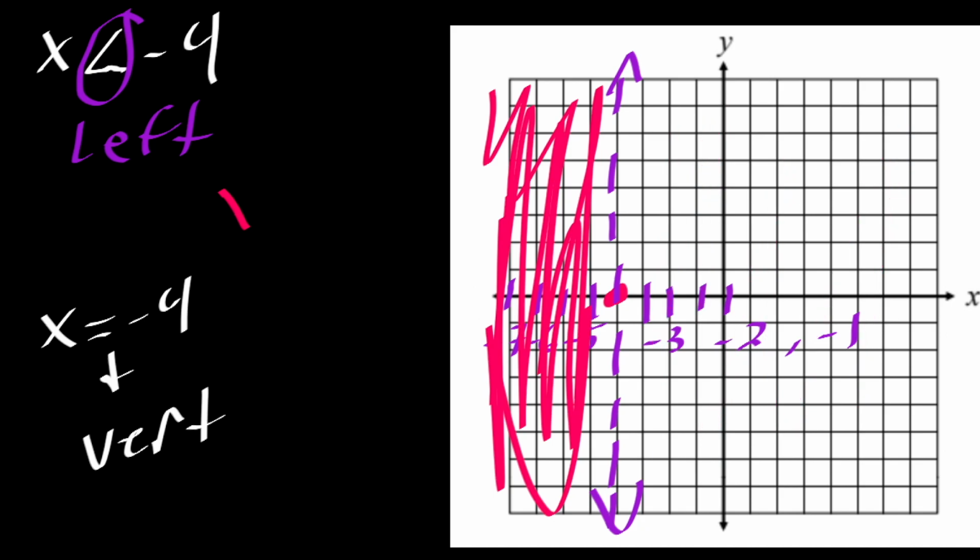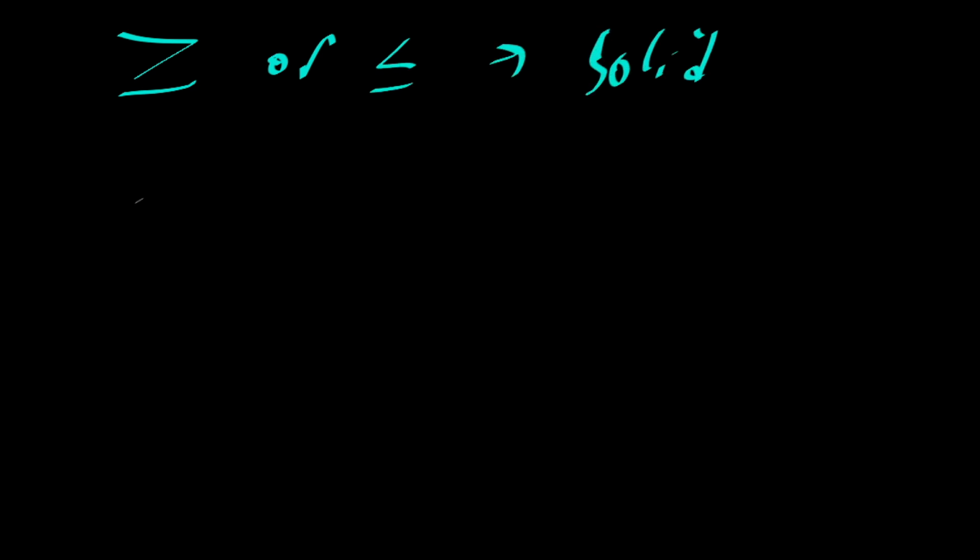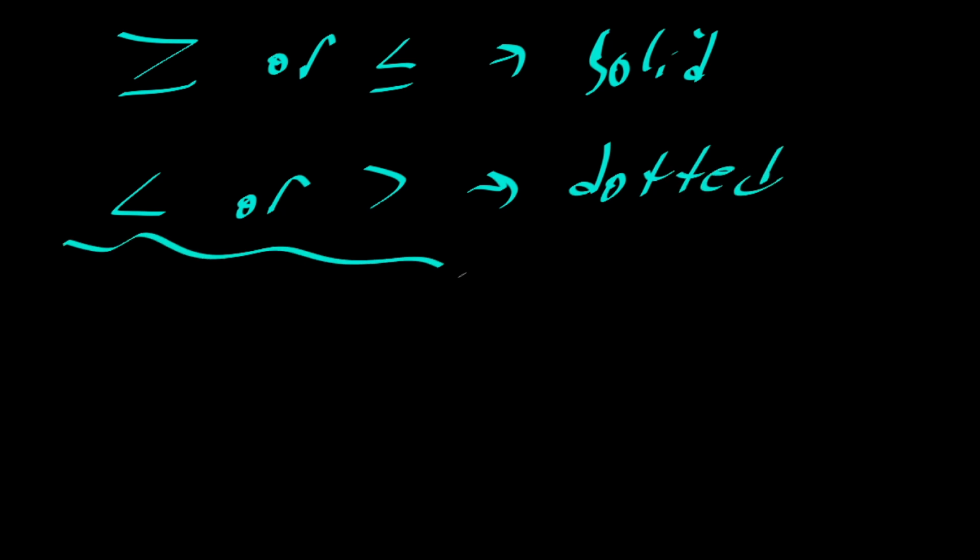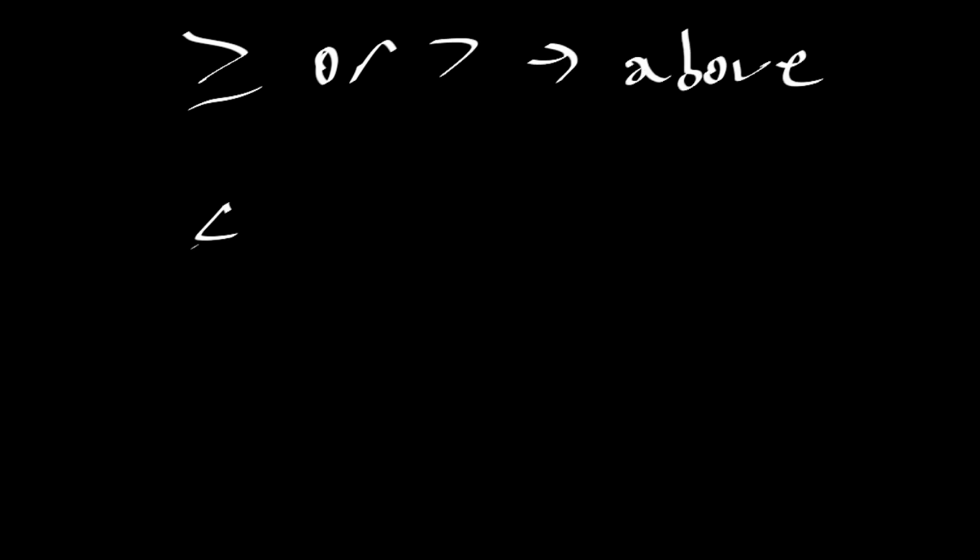All right, so once again, remember these little tricks, or I guess these are actually the rules. If you see greater than or equal to, or less than or equal to, that means a solid line. If you see less than or greater than, that means a dotted line. If you see greater than or equal to, or just greater than, that means to shade above. If you see less than or equal to, or less than, that means to shade below.